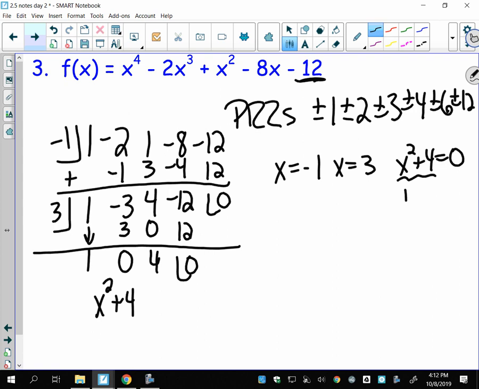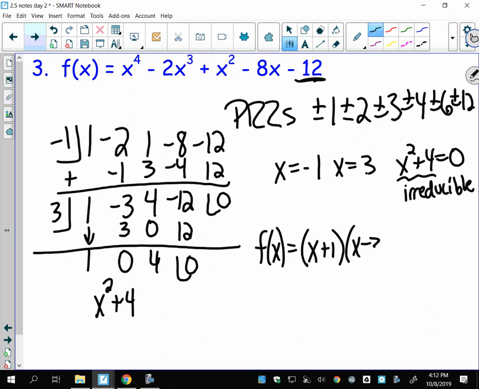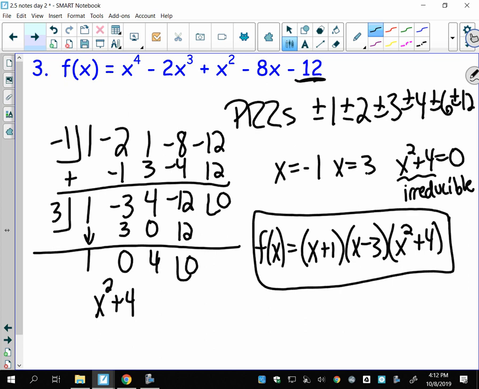So this is what we call irreducible. Irreducible means it doesn't give me rational numbers. It gives me irrational or imaginary. So if I was going to write this out as linear and irreducible quadratic factors, I'm going to get x plus 1, I'm going to get x minus 3, and I'm going to get x squared plus 4. This looks like more of what we've seen in the past without all the imaginary stuff, with the square root stuff, right? This looks nice, and we're just going to leave it like that.